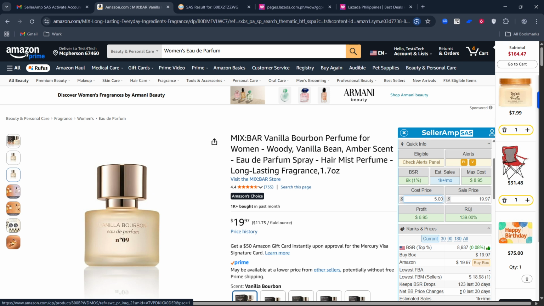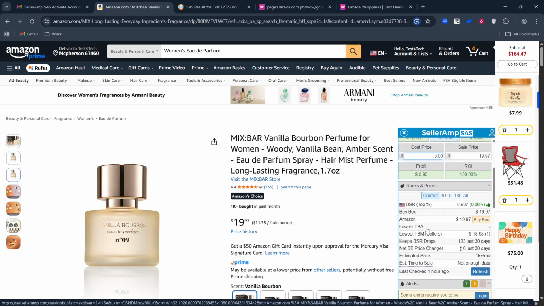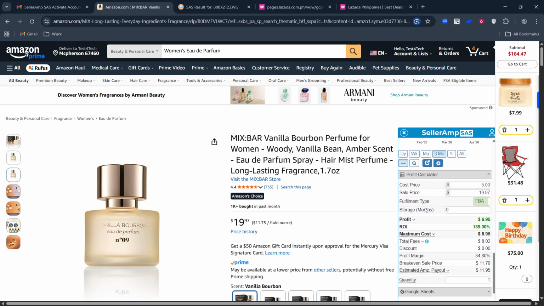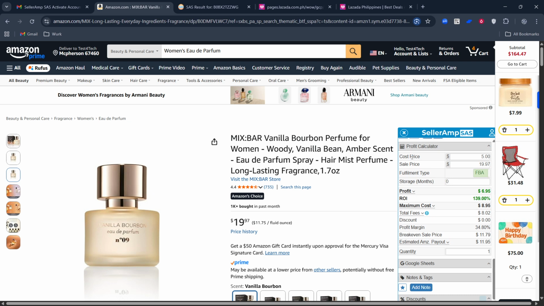Next, look at profit. This is your net profit per unit. The simple formula is profit equals sale price minus cost minus fees. Fees are already deducted automatically, so you're seeing the true per unit profit. For example, if you buy at $10, sell at $20, and fees are $7, your profit is $3.